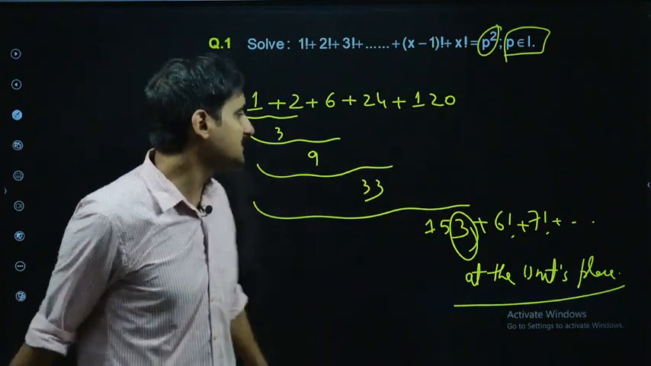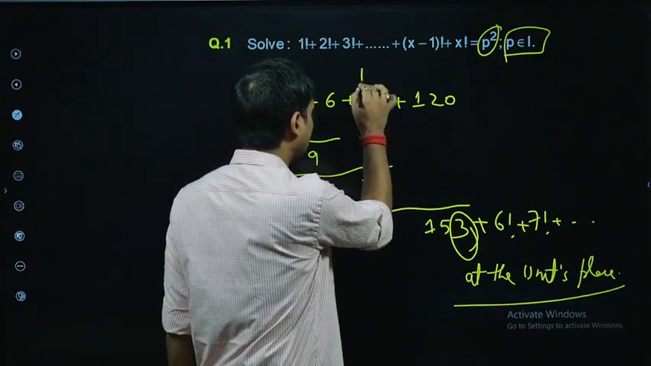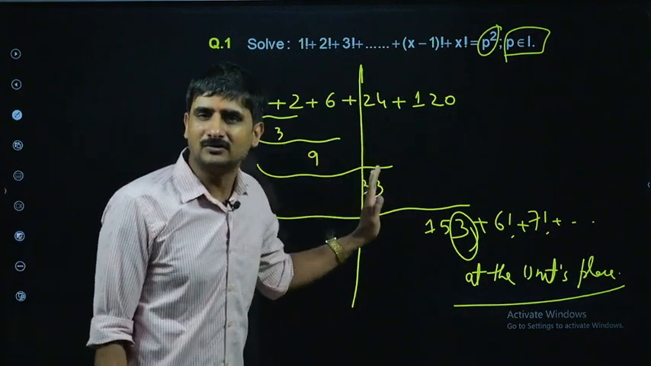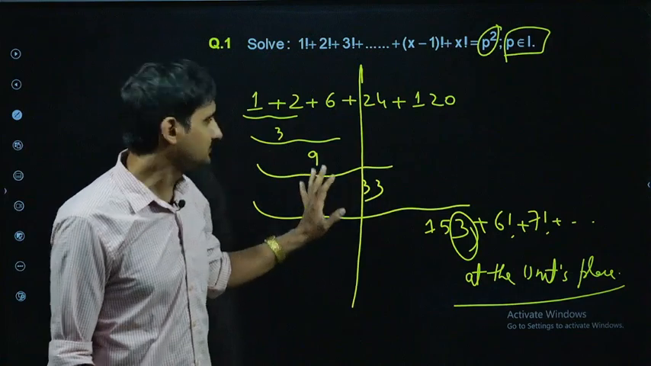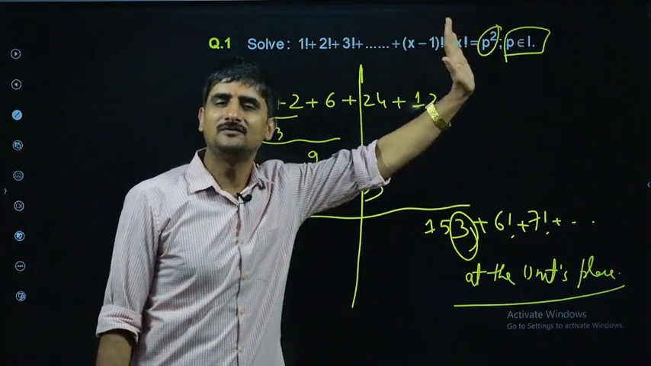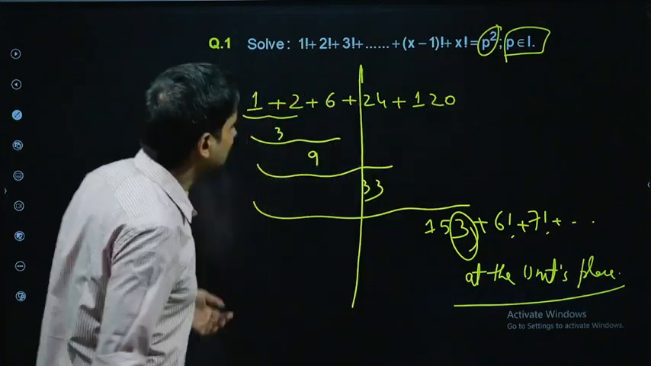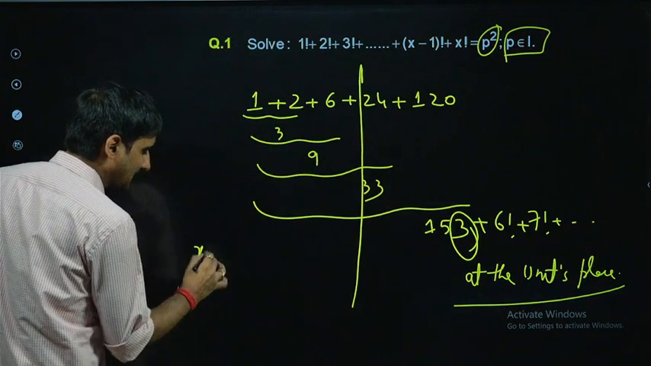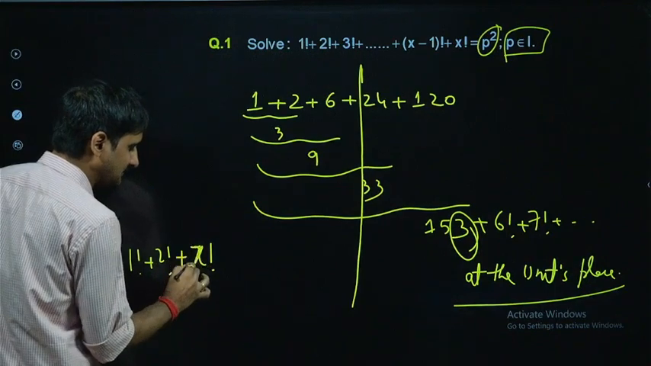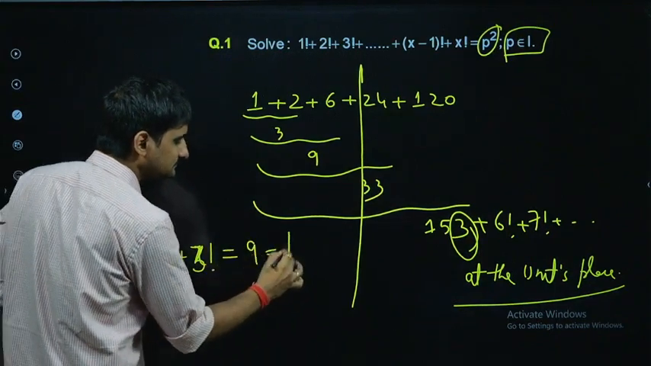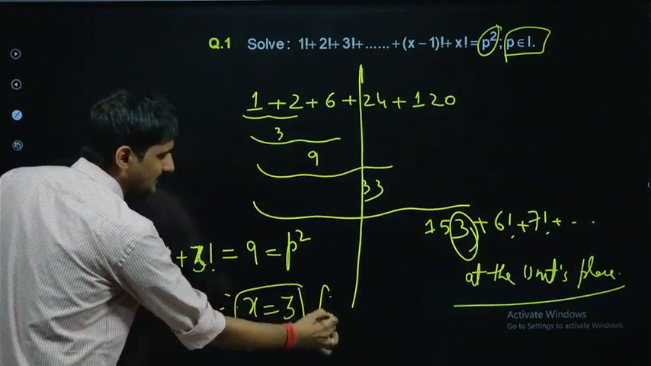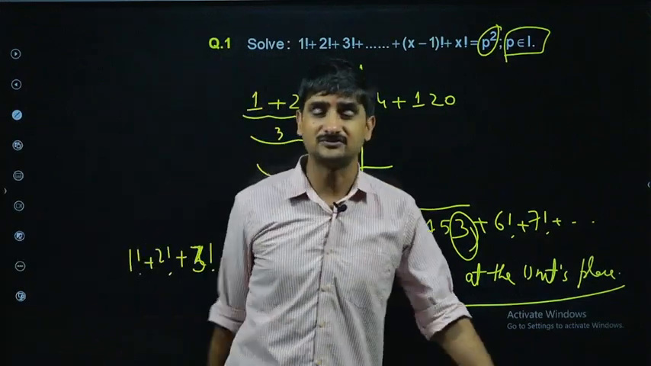What does that mean? That means you can't go beyond 3 factorial, because after you add 4 factorial to 9, you start getting 3 at the unit place, and that will continue for whichever x you go to. So that simply means that x factorial, till 1 factorial plus 2 factorial plus 3 factorial, which is 9, equals p square. Therefore x is nothing but 3, and that's why I said it's a very crisp question here.